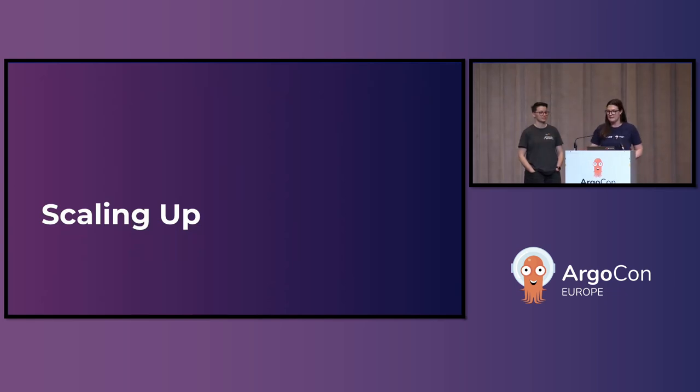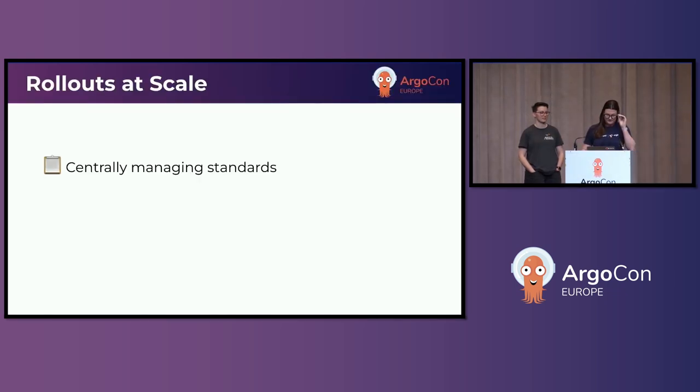All right, now let's talk about scaling up. So when you're scaling up and you're using rollouts, there are some challenges that we encountered. And one of the big ones that we encountered at Intuit was centrally managing our standards. When we started our journey, the deployment manifests, these Kubernetes manifests, were individual GitHub repos and were owned by each individual service developer that owned these applications.